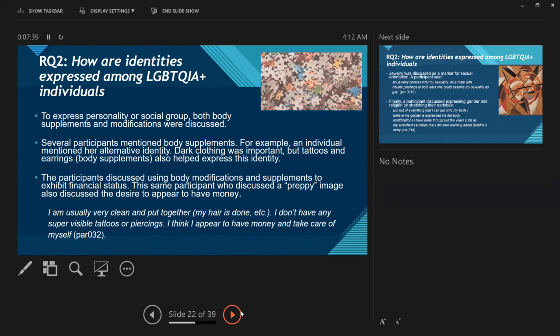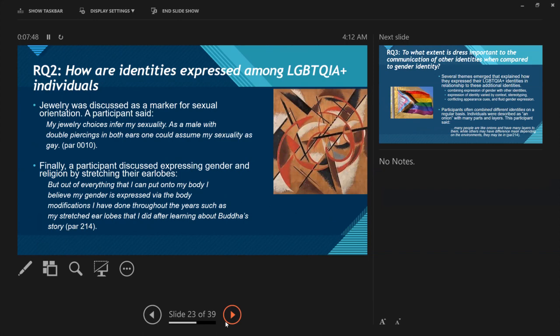Participants also used body modifications to exhibit financial status, particularly in urban regions. And jewelry was discussed as a marker for sexual orientation. And finally, a participant discussed expressing gender religion by stretching their earlobes.